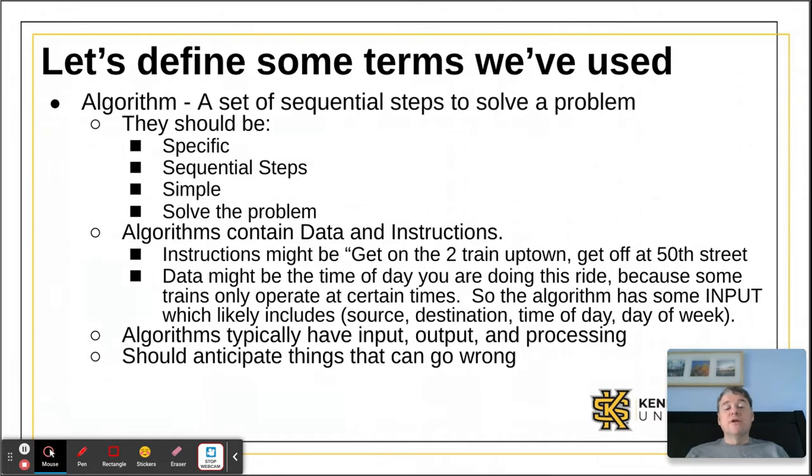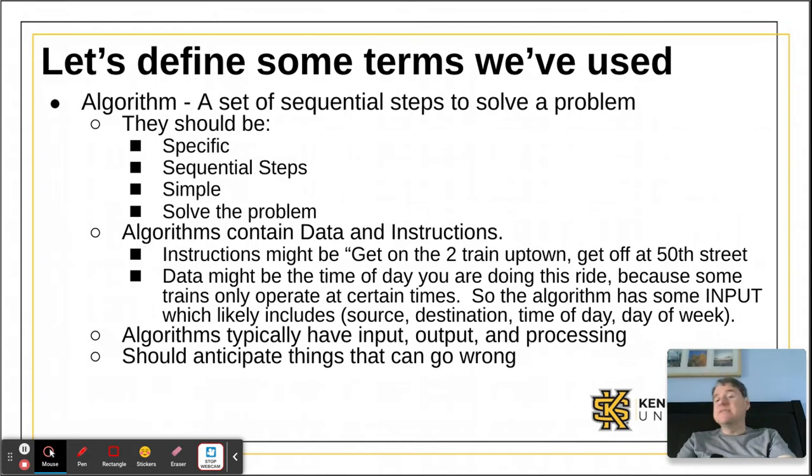The third point on here is your algorithm needs to be simple. Now, you might say simple and specific seem like they are kind of in opposition. And you're right, they are. What I mean by simple is not that I said, go to Rockefeller Center. Simple. What I mean is instead that I'm not giving you a bunch of unnecessary detail along the way. This is an algorithm to get from one place to another in a city using a transit system.